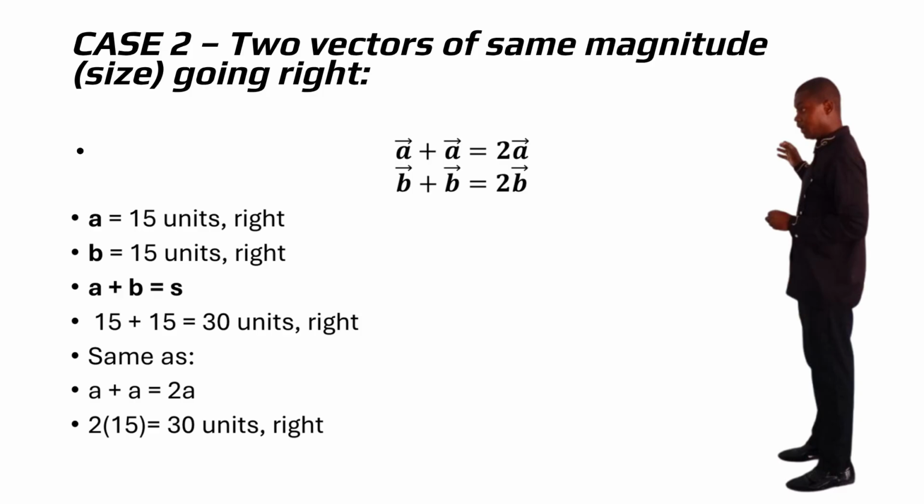Case 2 involves two vectors of the same magnitude, both 15 units, moving to the right. The resultant vector S is 30 units to the right. This is the same as multiplying one vector by 2.